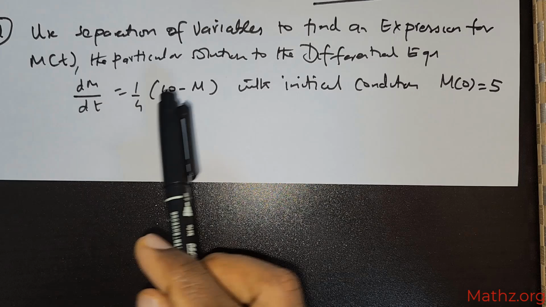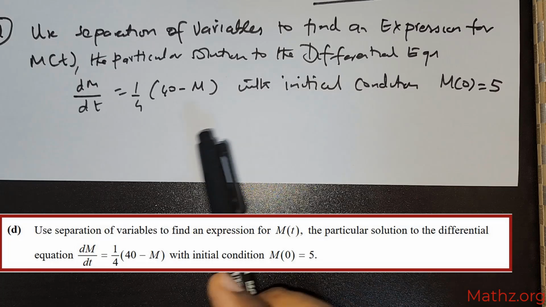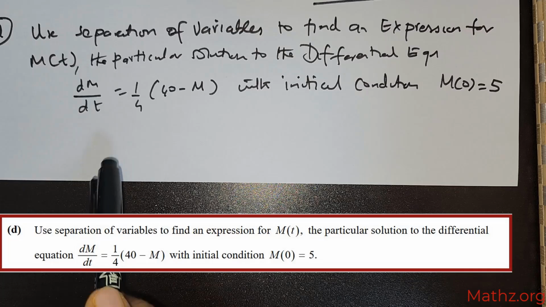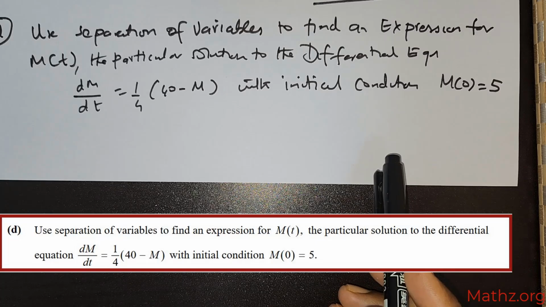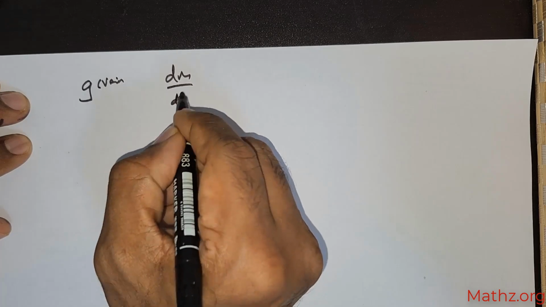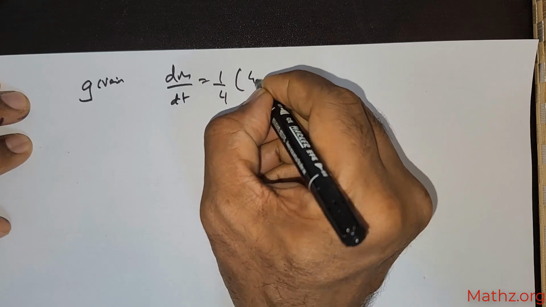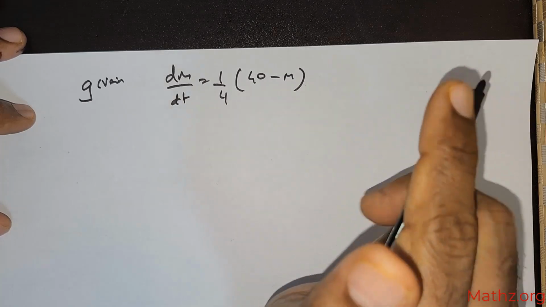Now this is part D: use separation of variables to find an expression for m of t, the particular solution to the differential equation. Now we have been asked to obtain this, and this is the differential equation given with the initial condition that at t equal to 0, the value that m takes is 5. So let me do that. This is given that dm over dt is equal to 1 over 4 of (40 minus m). So we are required to obtain the particular solution.